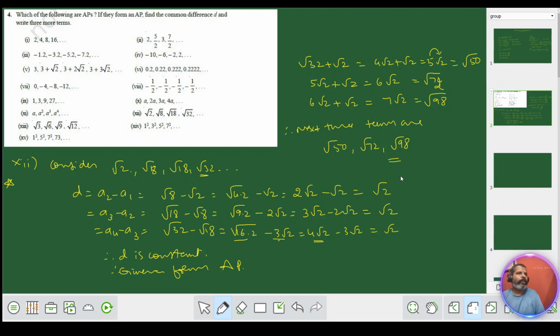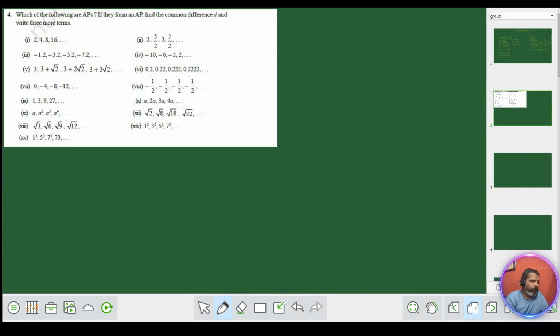Okay. Don't write 5 root 2, 6 root 2, 7 root 2 as the next terms, though they are correct, but the given form is different from what you wrote. So when you take a perfect square number outside of root, it will be square root. When you send it inside the root, any number, it will become a square. Okay. This completes the 12th one. We'll see the 13th now.